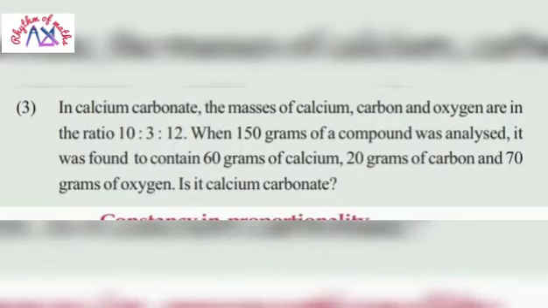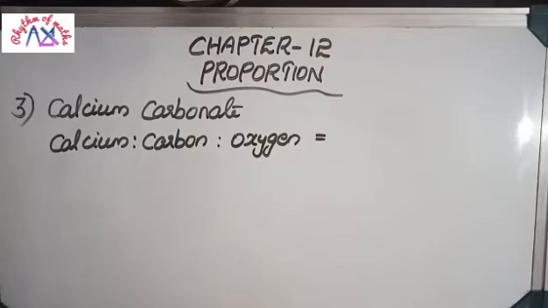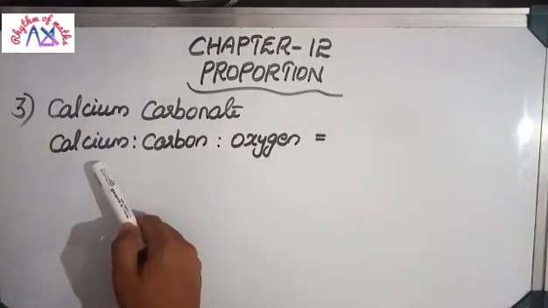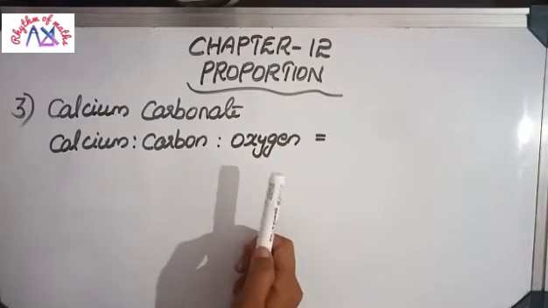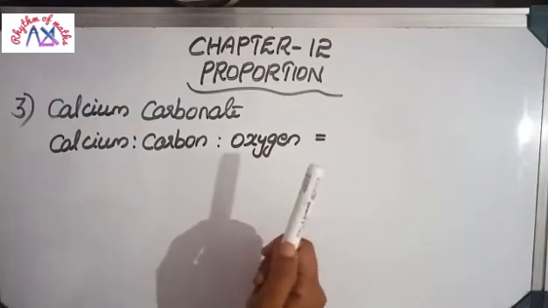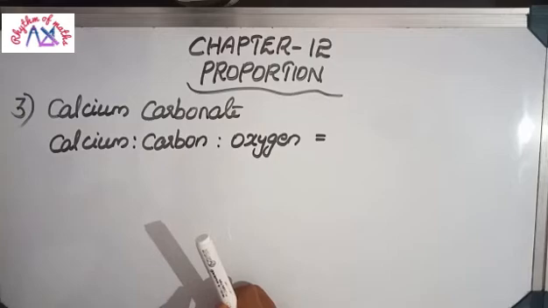When 150 grams of a compound was analyzed, it was found to contain 60 grams of calcium, 20 grams of carbon and 70 grams of oxygen. Is it calcium carbonate? In this question it is about calcium carbonate. In chemistry you have learned about calcium carbonate. In calcium carbonate, calcium is there, carbon is there and oxygen is there. These three must be in a fixed quantity, then only that compound will be a calcium carbonate.